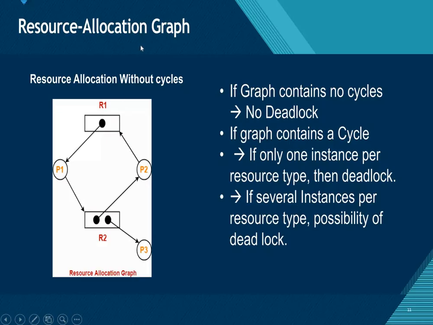Deadlock can be avoided if resources are allocated to each and every process carefully. That is, allocating the resources carefully so that we can avoid the deadlock. This diagram is a resource allocation graph without a cycle. If a graph contains no cycles, then there will not be any deadlock. If a graph contains a cycle, then it may lead to deadlock. If only one instance per resource type, then deadlock will occur. If several instances per resource type, then there might be a possibility of getting deadlock.